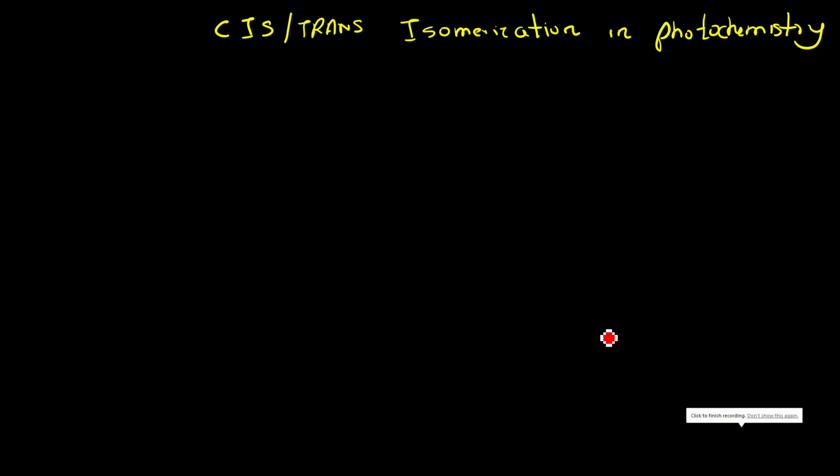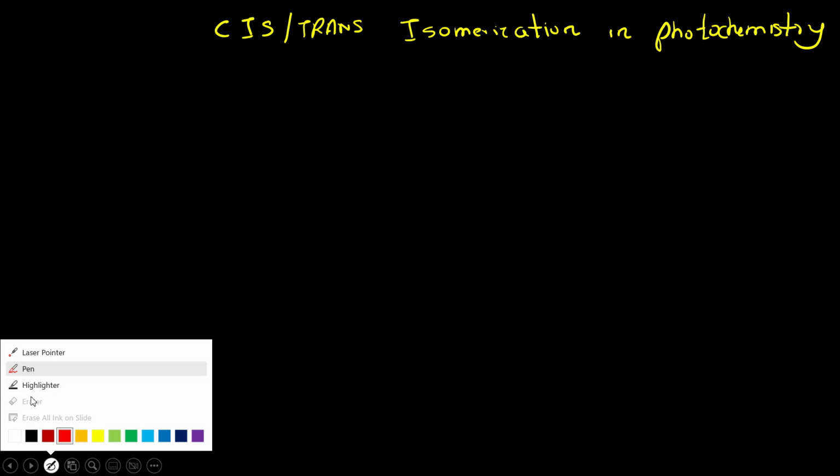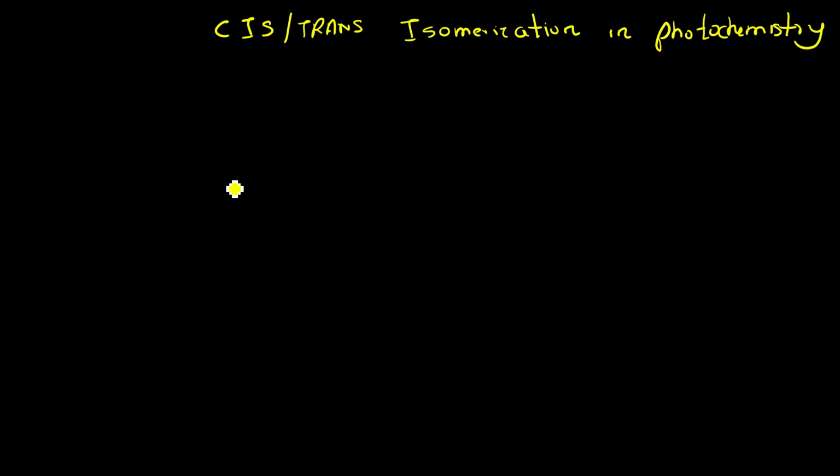Hello everyone. So we will continue our discussion about photochemistry, and now we talk about the mechanisms, like how to predict a mechanism in photochemistry. Now in this video, let's talk about cis-trans isomerization. Before we come to the photochemistry part, let's first talk about cis-trans isomerization in a little more detail.